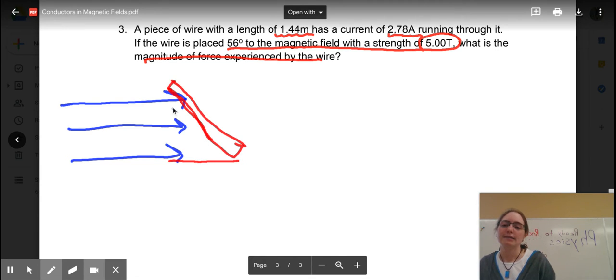Okay, so 56 degrees to the magnetic field. I'm just going to make, because this is perpendicular, this is the horizontal. So there's my 56 degrees.